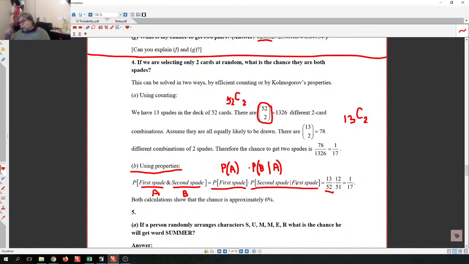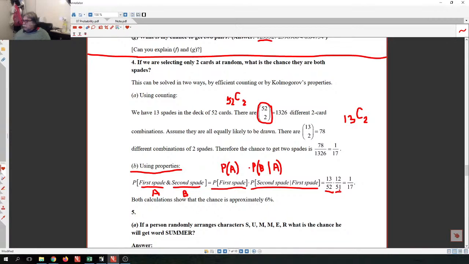Well, if you have a first card drawn to be spade, what you are left with is 51 cards. And 12 of them are spades, because 1 card is out and that is a spade. So you don't have 13 spades anymore, you have 12 spades in a deck of 51 cards because one card is out already. So that's 12 out of 51. And guess what? This is also 1 out of 17.